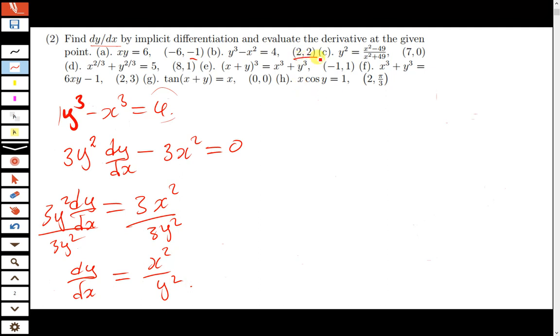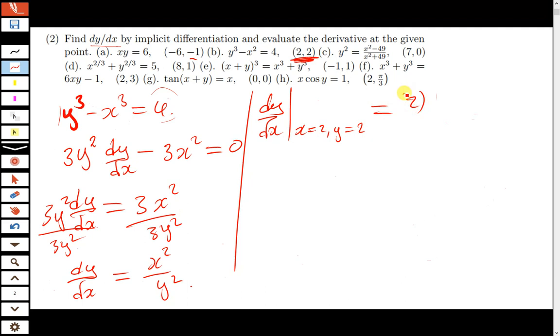So now we just have to replace this expression with this point to get the answer. So we say dy dx at the point where x is equal to 2 and y is equal to 2 is equal to, because I've just gotten these 2 points there, we replace them there, so we have 2 to the power 2 over 2 to the power 2. So the answer will just be 4 over 4, which gives us 1.